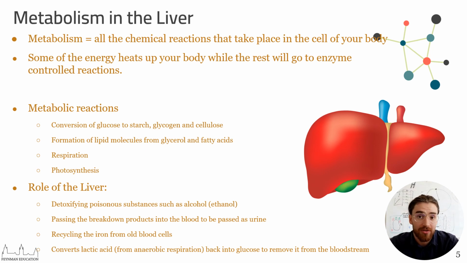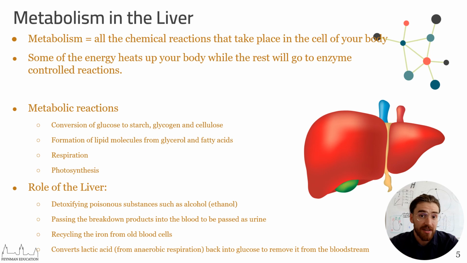So what metabolic reactions are going to be occurring in your liver? It is the conversion of glucose into starch and glycogen and cellulose, the formation of lipid molecules from glycerol and fatty acids, respiration, as well as photosynthesis. These are all processes that require that ATP energy and are going to produce a bit of heat.